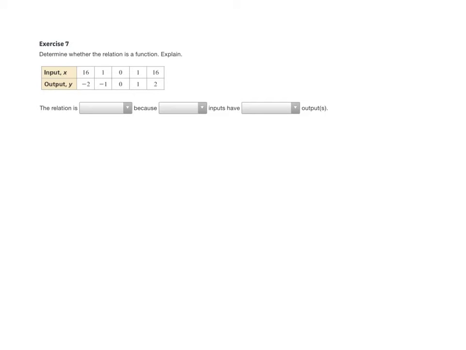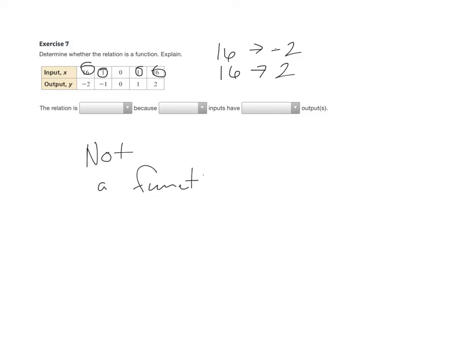Number 7, looking at the inputs, we do have duplication, right? Here we have 16 and 16. Here we have 1 and 1. So you put in a 16 and you get out -2. The next time you put in a 16, you get +2. So it does not have that consistency. So this is not a function. And the reason is because each input has more than one output.